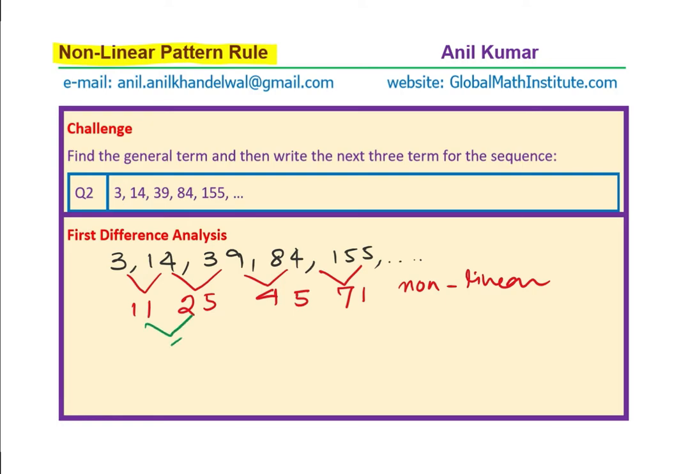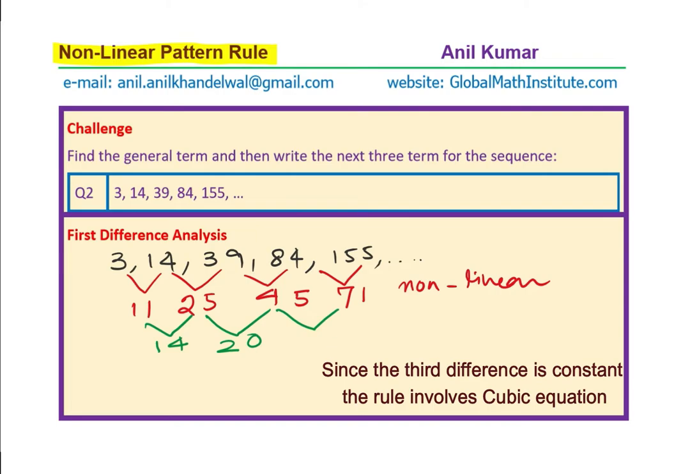25 take away 11 is 14, and 45 take away 25 is 20. 71 take away 45 is 26. So it is not quadratic, right? We need to continue further and then see. Now we have 20 take away 14, which is 6, and 26 take away 20, that is also 6. The third finite difference is constant.